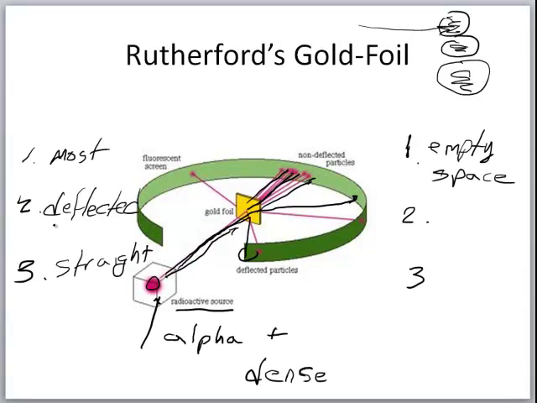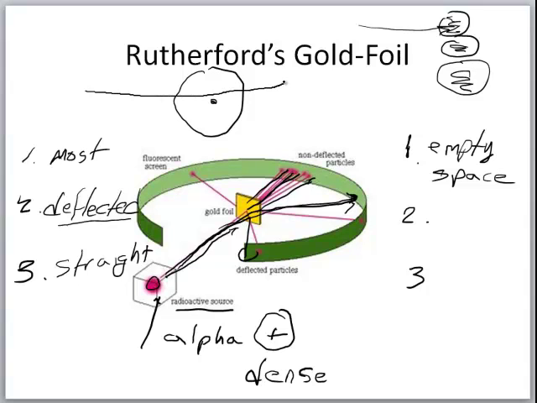The second piece of evidence was that the alpha particles would sometimes deflect off to the side. Since Rutherford knew that alpha particles were positive, what he assumed was every once in a while, that alpha particle had to be going near whatever was at the center of the atom and deflecting away from it. So if alpha particles are positive, whatever is at the center of the atom, what we now call the nucleus, had to also be positive.